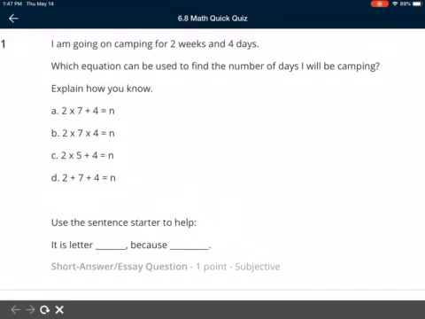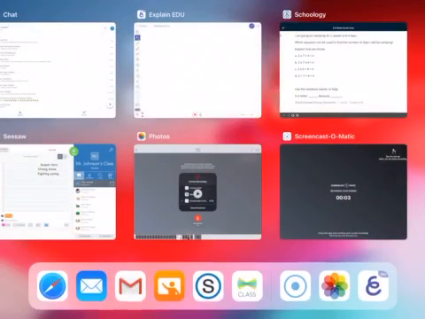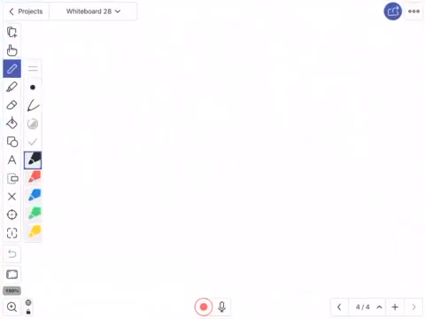But question 1 says, I'm going on a camping trip for 2 weeks and 4 days. Which equation can be used to find the number of days I'll be camping? And explain how you know. Again, the sentences you've been using to explain have been great. You keep that going.